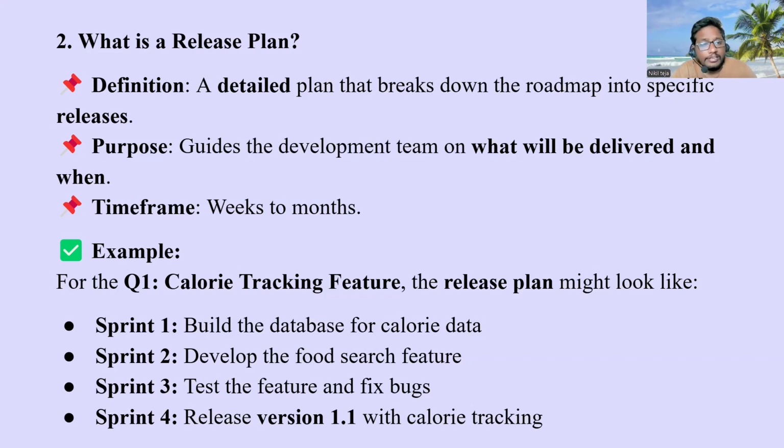Example for quarter one. In the roadmap, we have the broader sense of the product: quarter one, quarter two, quarter three, quarter four. But in the release plan, we will be breaking down quarter one into different sprints. For the quarter one calorie tracking feature, the release plan might look like this. In sprint one, I'll be building the database. In sprint two, I'll be developing the food search feature. In sprint three, I'll be testing the feature. In sprint four, I'll be releasing version 1.1. So you'll be breaking down the roadmap into specific releases. That is nothing but the release plan.